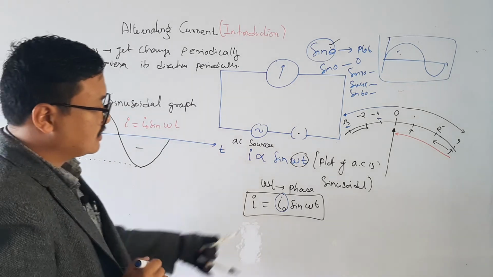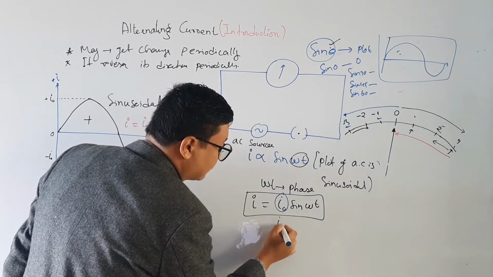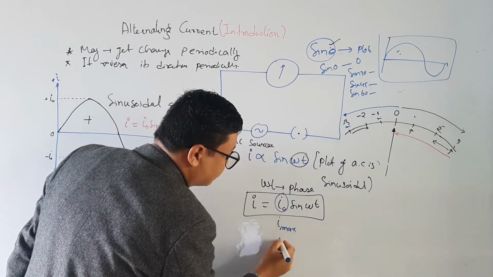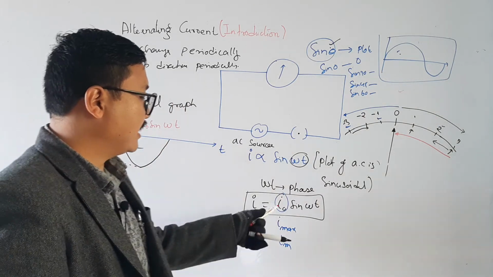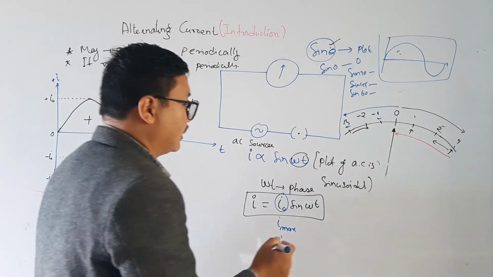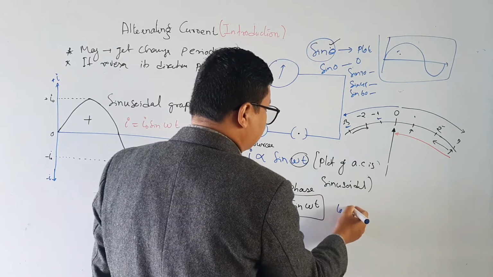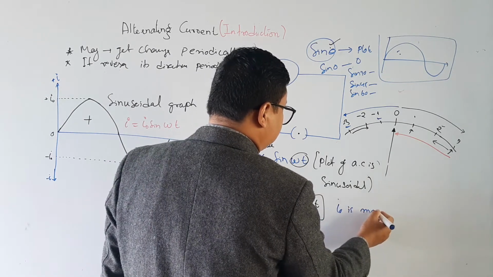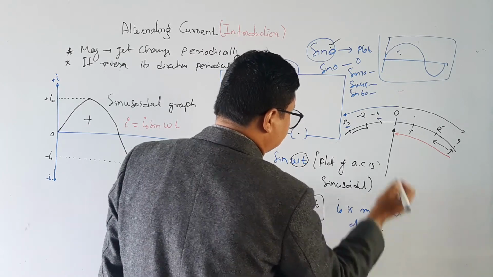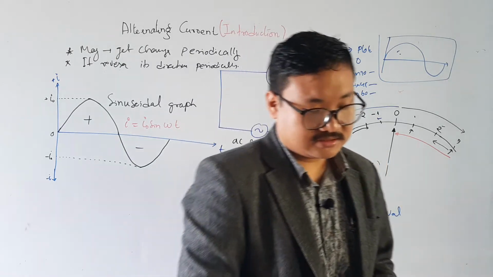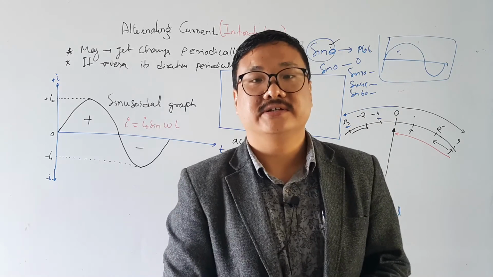In some books it may be written as I max or as IM. Everything is fine, but I prefer to write I0, where I0 is the maximum value of the alternating current, that is AC. So that is all about the introduction of alternating current.